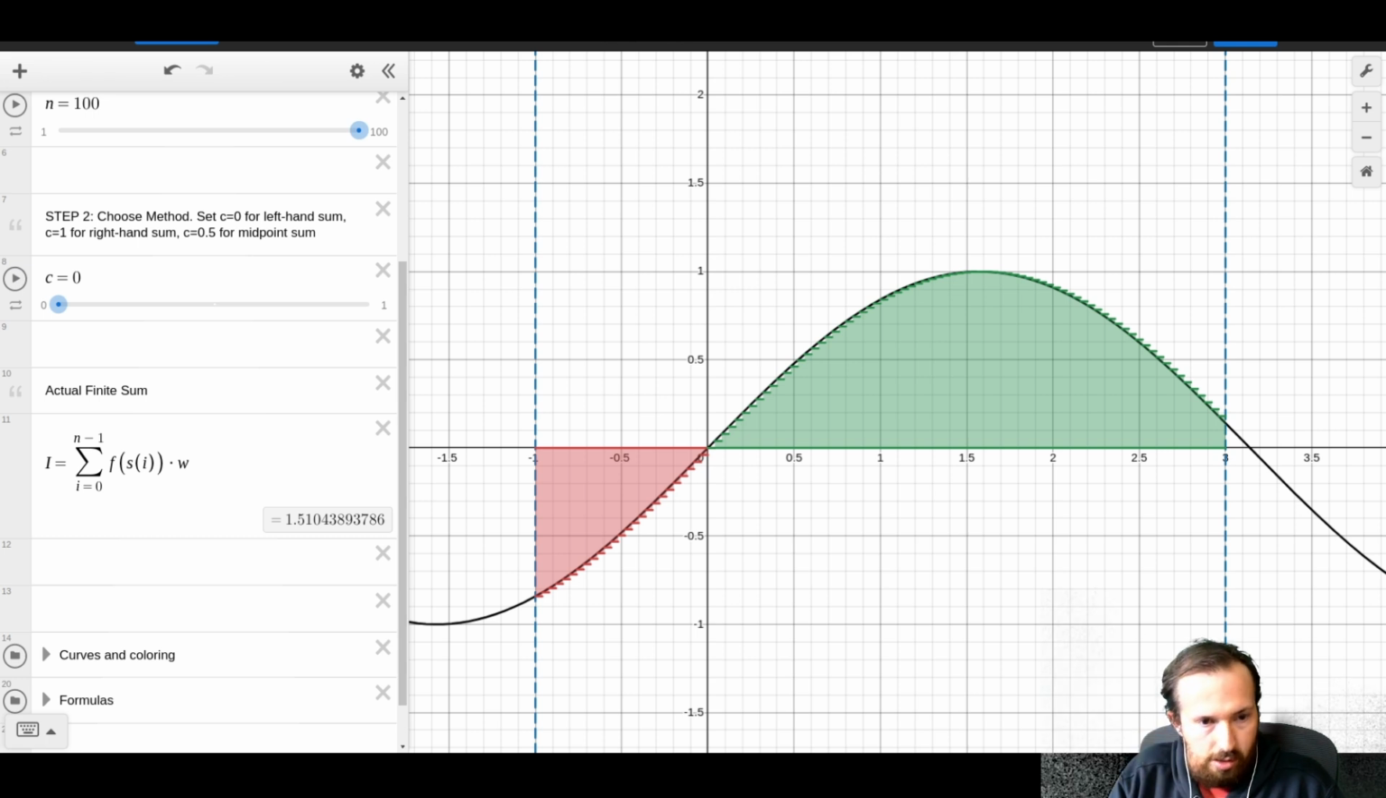Be sure to use this animation to check your homework problems whenever you have problems where they say find the area under the curve between these two bounds with the left, right, and middle approximations using n subintervals. Whenever you get those types of problems, you can definitely use this calculator to verify your work. But hopefully that makes sense.